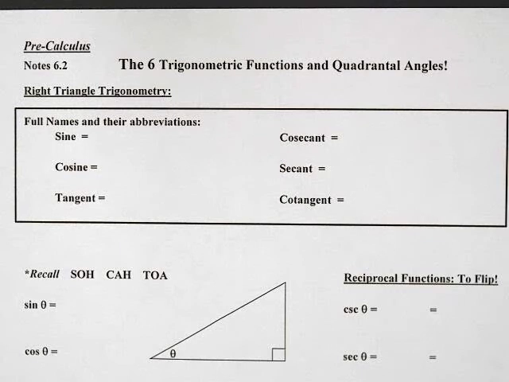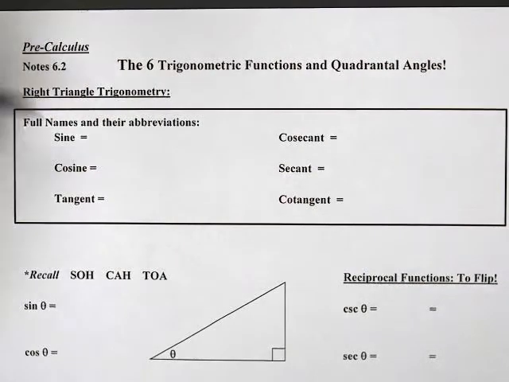Class, welcome back. Today we start our notes on 6.2. We're going to start nice and easy, a nice short video on our 6 trig functions, and then we'll move on from there. Alright, so our 6 trig functions you can see in the box right here: sine, cosine, tangent, cosecant, secant, cotangent.